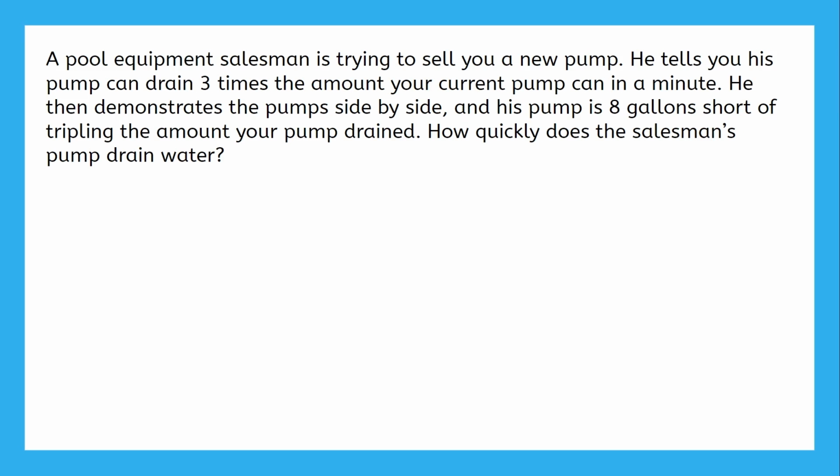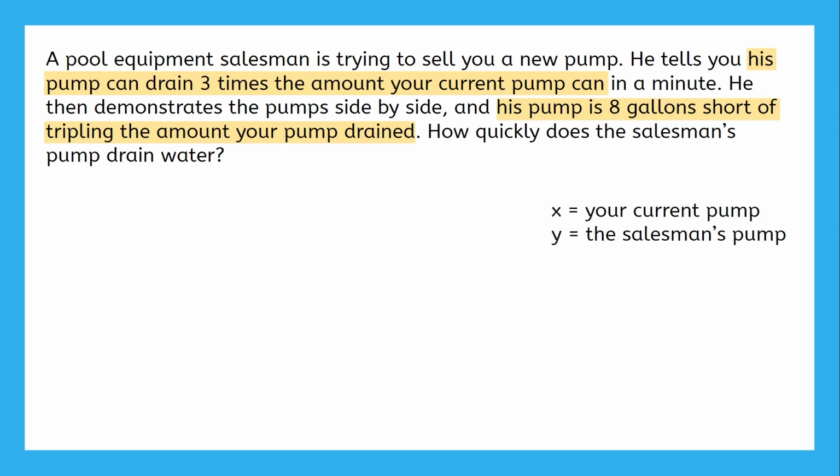What information do we know? We know the salesman's claim that his pump is 3 times better, and we know that his demonstration fell flat of that claim by 8 gallons. What don't we know? We don't know the actual strength of each pump, so let's set up our equations. The salesman claimed that his pump drains 3 times as fast as yours. During the demonstration, his pump drained 8 gallons less than 3 times the amount yours did. Let's solve this system. Which method do you think we should use?